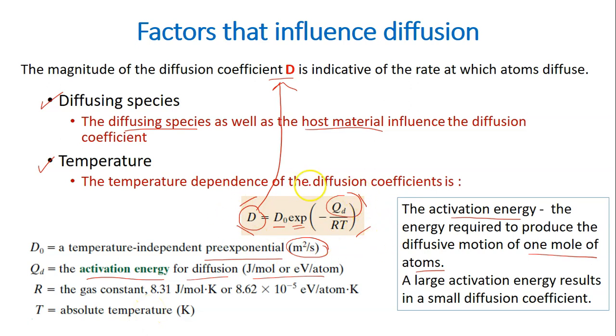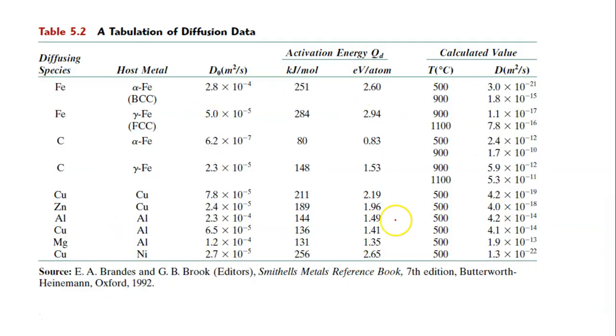I will show one example on how we can solve problems involving temperature dependence. So this is the tabulation of diffusion data which I mentioned just now. We have different diffusing species here and different host metals. You can see that if the diffusing species is ferrum and the host metal is ferrum BCC, and this one is FCC, the D is very much different. The D naught values and the activation energy values can be found here. You just need to refer to the temperature. For 500, this will be the value. For 900, you will have the same D naught and activation energy, but a different value of D.